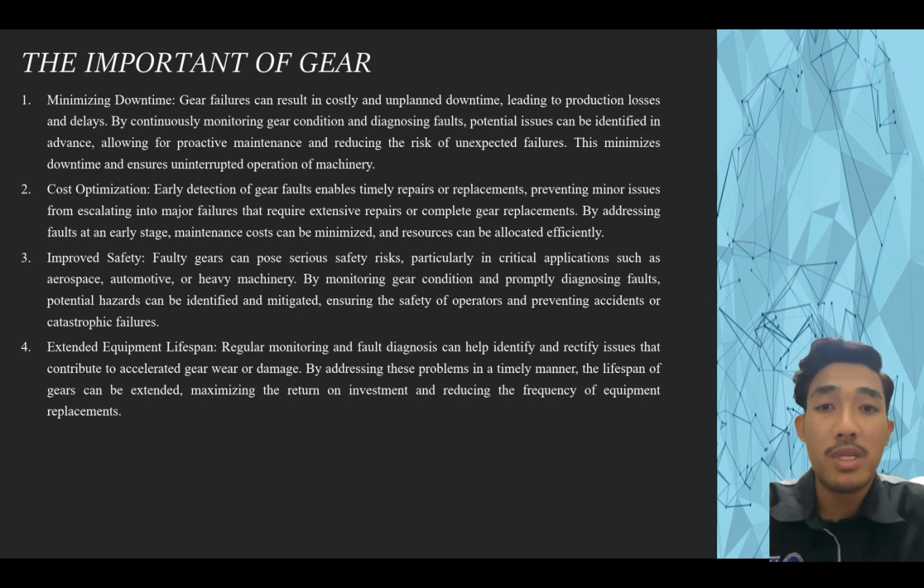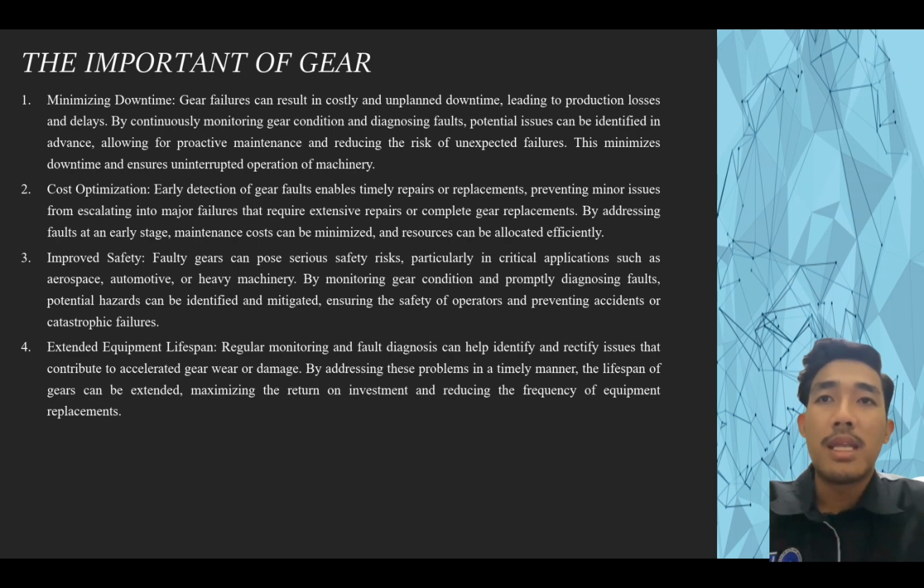uninterrupted operation of machinery. Second, the importance is cost optimization. Early detection of gear faults enables timely repairs or replacement, preventing minor issues from escalating into major failures that require extensive repairs or complete gear replacement. By addressing faults at an early stage, maintenance costs can be minimized and resources can be allocated efficiently.